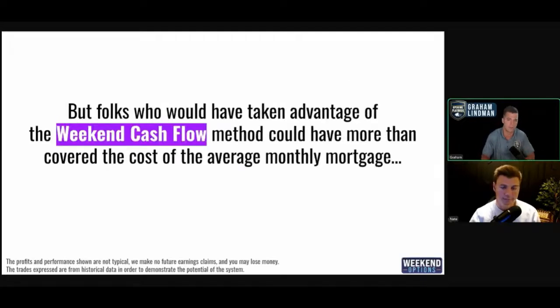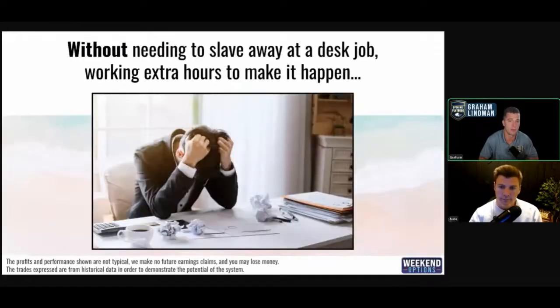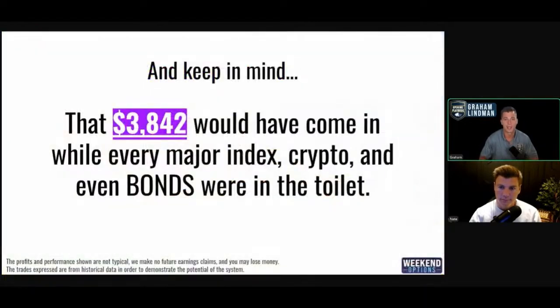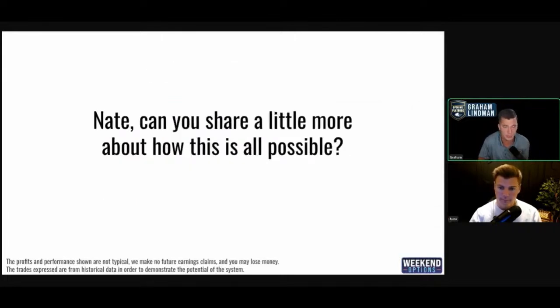It's just painful. But folks who would have taken advantage of the weekend cash flow method could have more than covered the cost of the average monthly mortgage without needing to slave away at a desk job, working extra hours to make it happen. Instead, you could have done it all while enjoying life to the fullest over the weekend. Maybe you live by the beach and you can go hit a hammock like this guy. And keep in mind that $3,842 would have come while every major index, crypto, and even bonds were in the toilet. So, Nate, can you share a little bit more about how this is all possible?